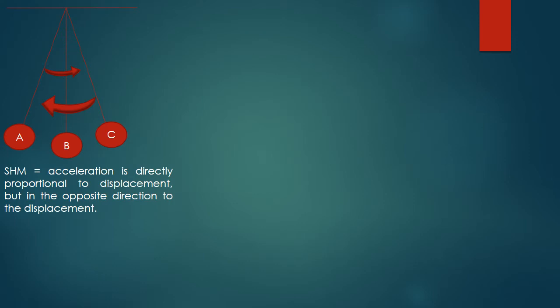By definition, SHM is when the acceleration of an oscillating object is directly proportional to its displacement, but is in the opposite direction to the displacement. Using the pendulum bob to the left, we can prove the definition. We take the direction it oscillates into account, so we'll take the right as positive.